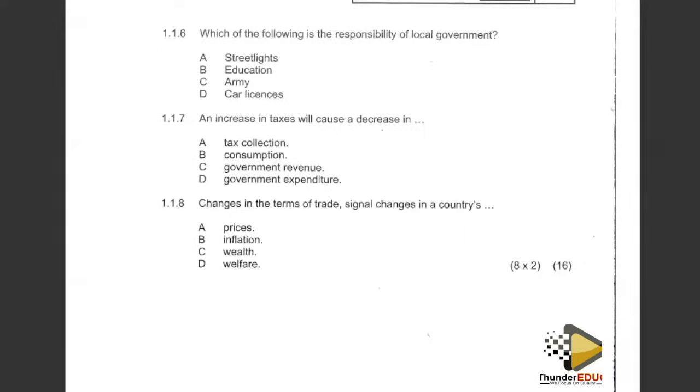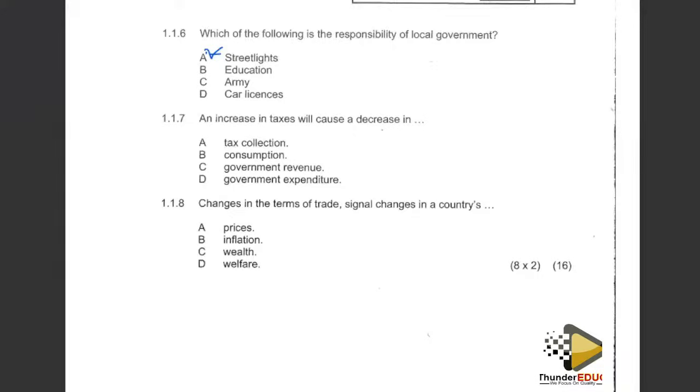Lastly, we have the local government. This one takes into account the municipalities. Okay, right. So now, grade 12s, let's check the options given. The first option is street lights. That one is the correct one. Then we have education. Education is far. Then army. Army is far. Then car license. Car license is far. So in this regard, our correct answer is going to be A.